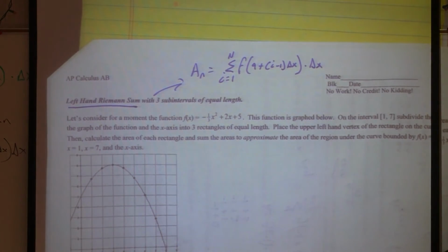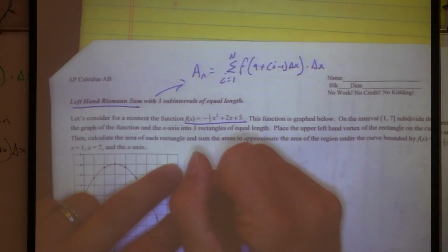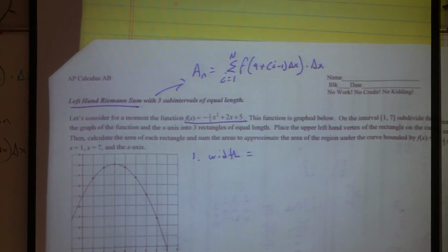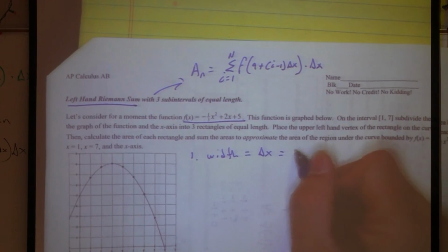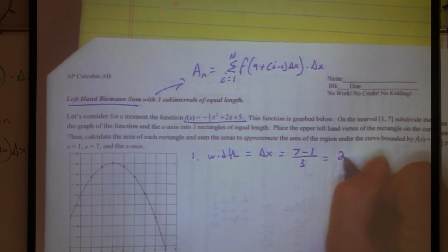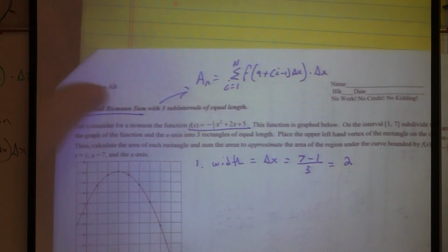Ready? So let's do it, okay? We're working with the same function we were working with yesterday. We're going from 1 to 7, but now they want us to calculate the left-hand Riemann sum using 3 intervals. So first thing we do is we find the what? The width, so let's do it. What's the width gonna be if I want 3 rectangles? 7 minus 1 divided by 3? 2. Let's draw our rectangles.